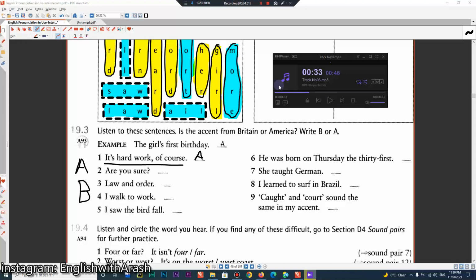You want to listen again? Yes, good. It's British. It doesn't say sure with an R. It says, are you sure? Like something like this. There's no R sound.